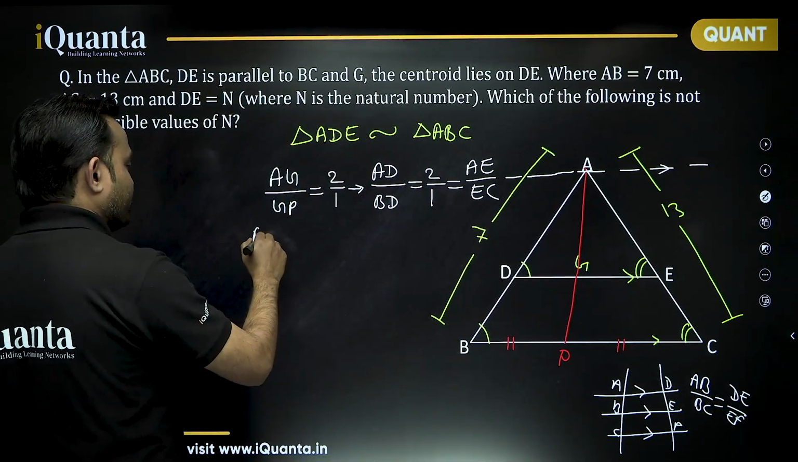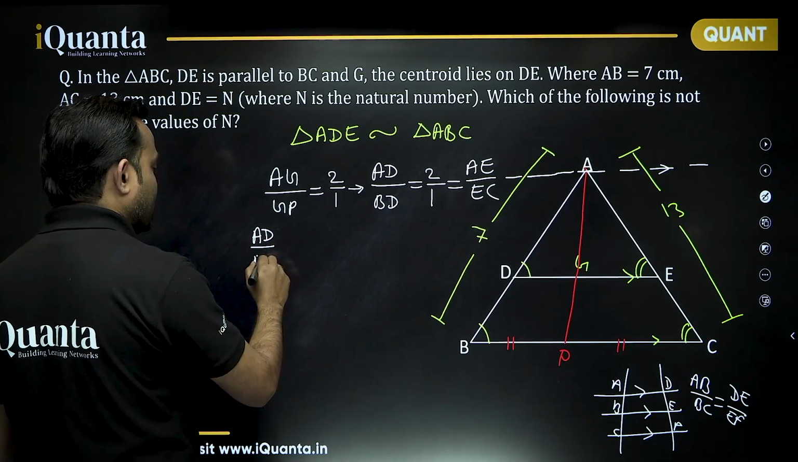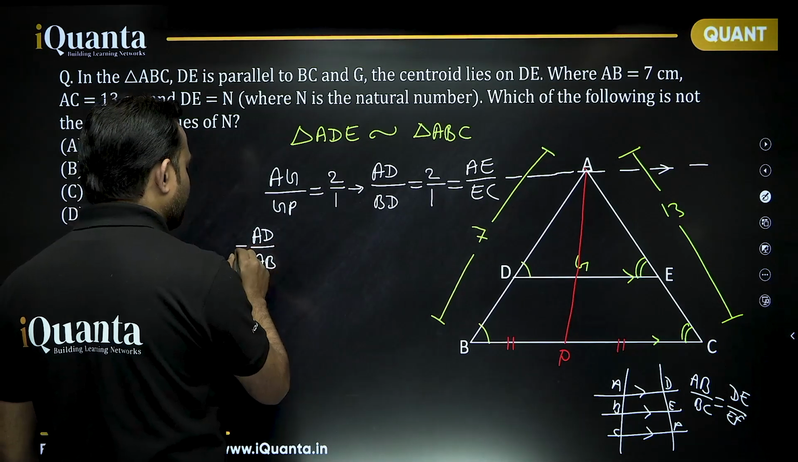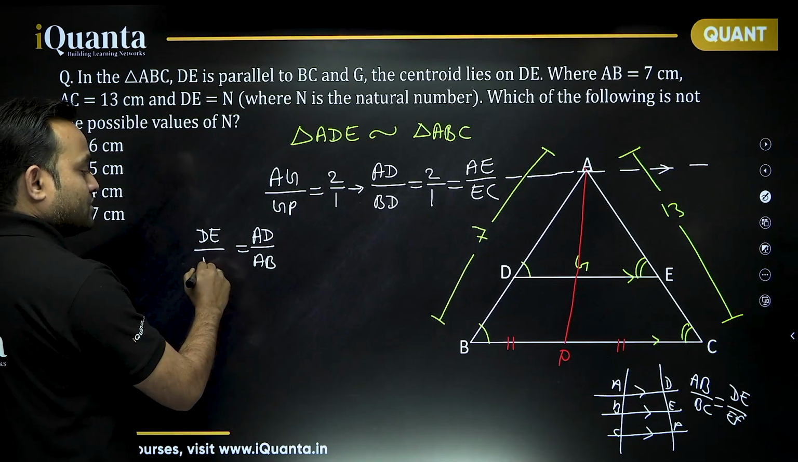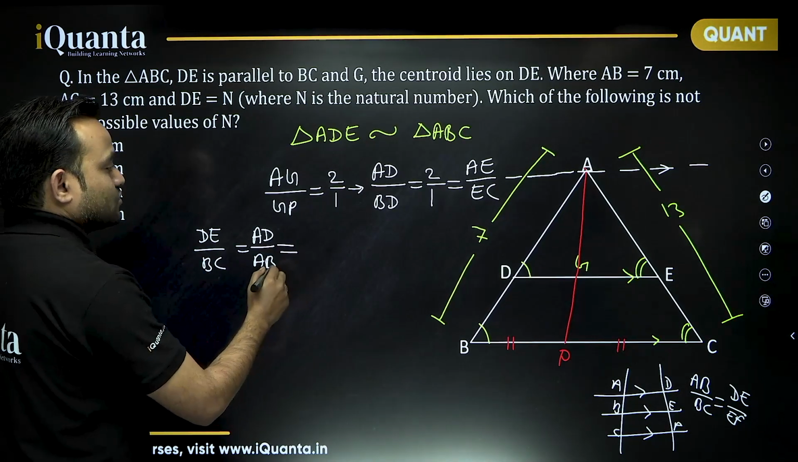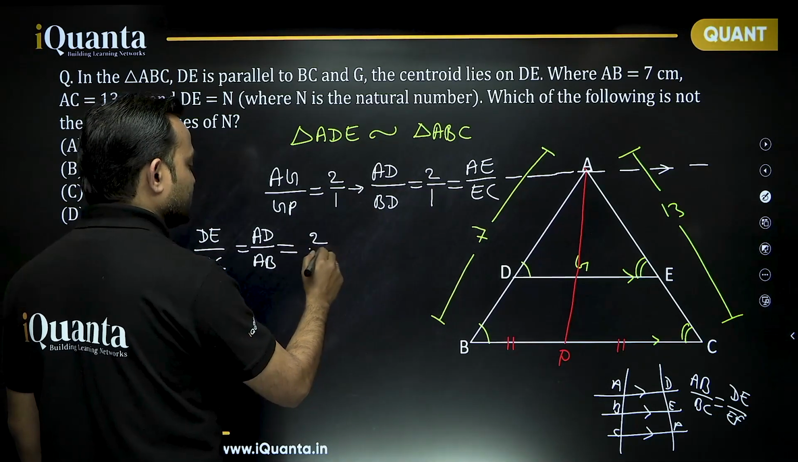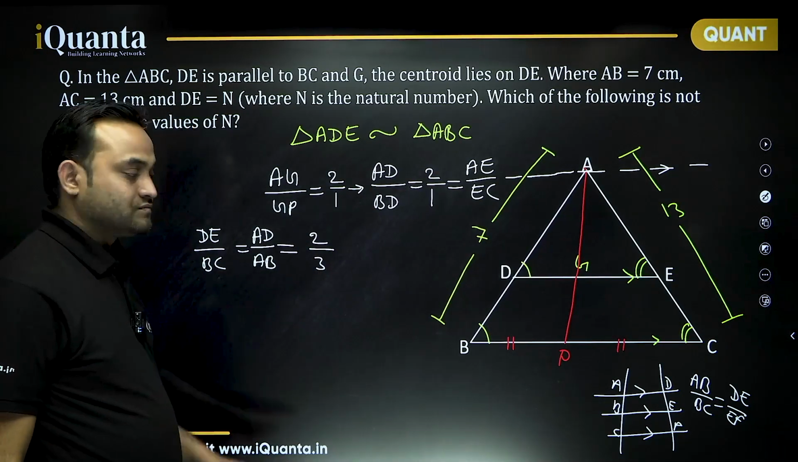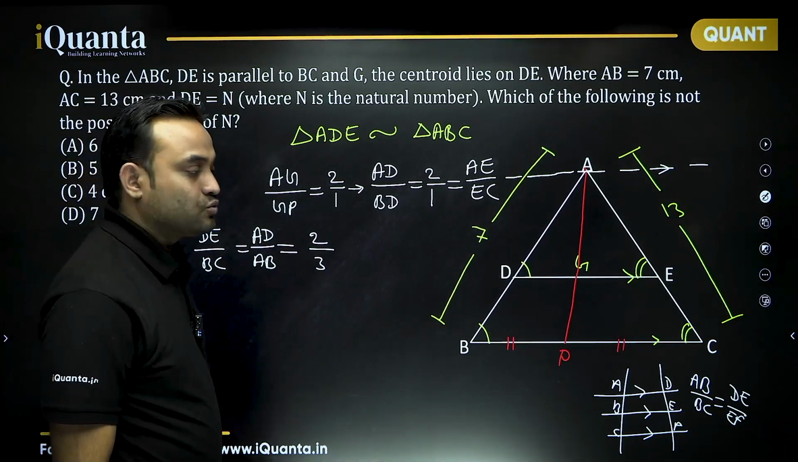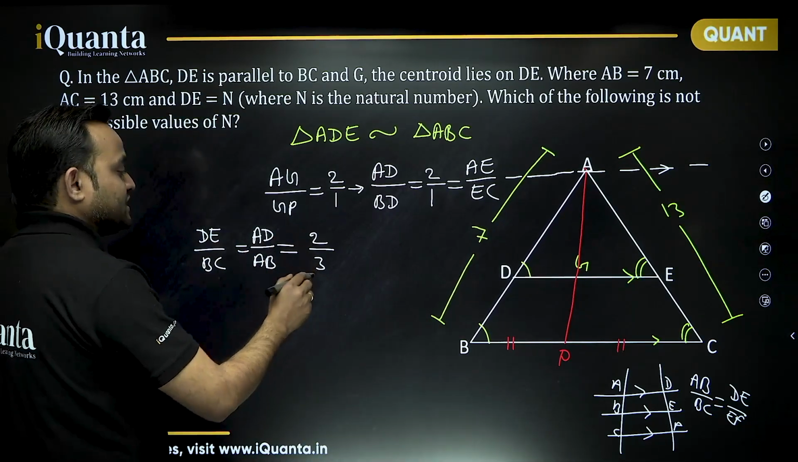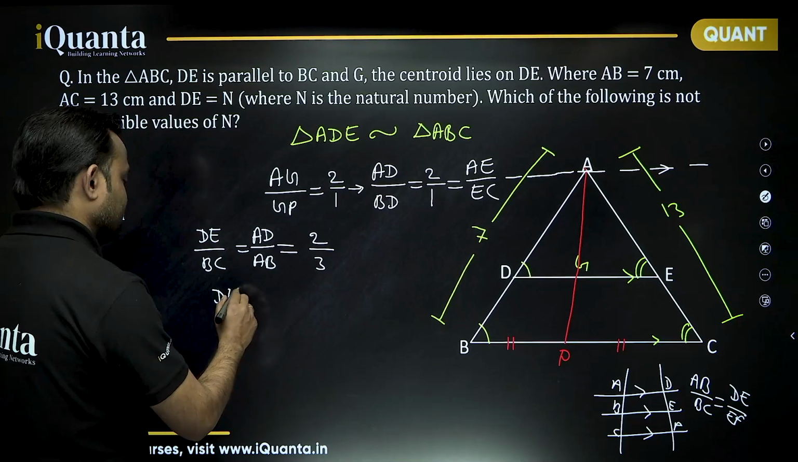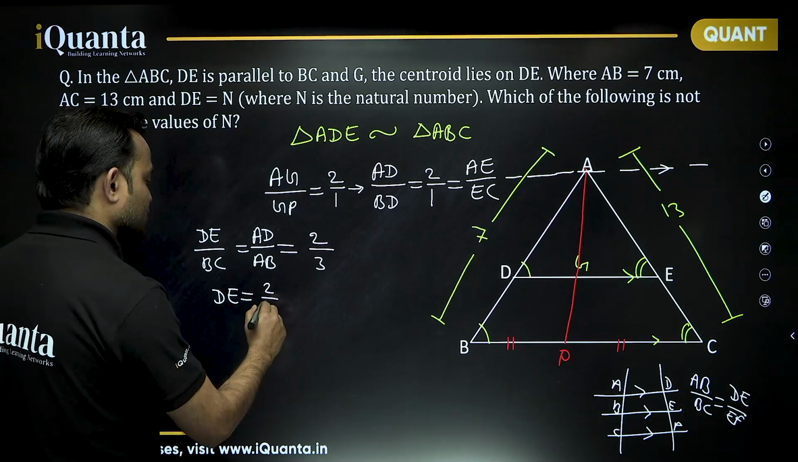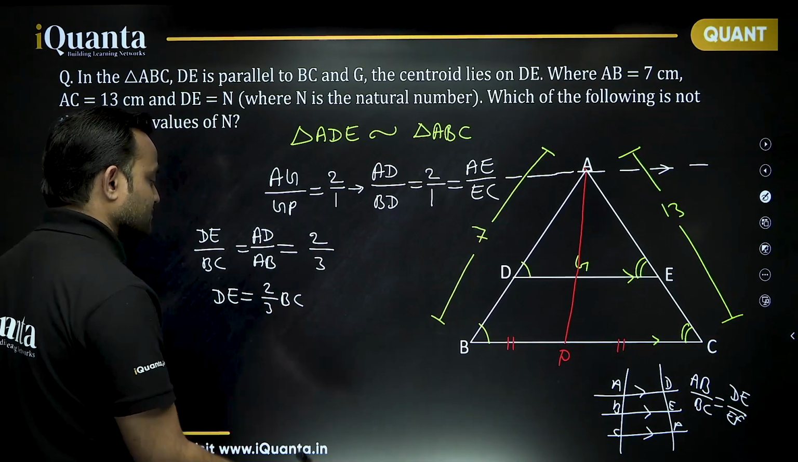Can we say that AD upon AB should be the same as DE, the third side, upon BC, which is equal to, now AD, if I take AD as 2, AB will be 3, right? AD upon AB is equal to 2/3. So DE upon BC will also be 2/3. So can we say that DE will be equal to 2/3 BC?